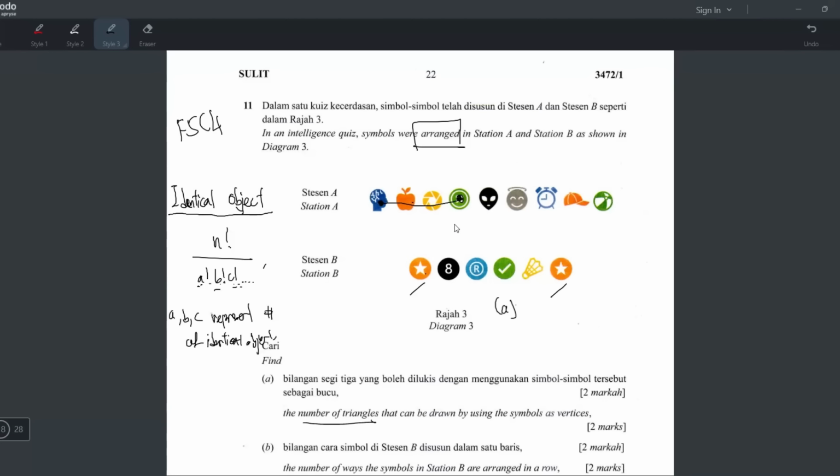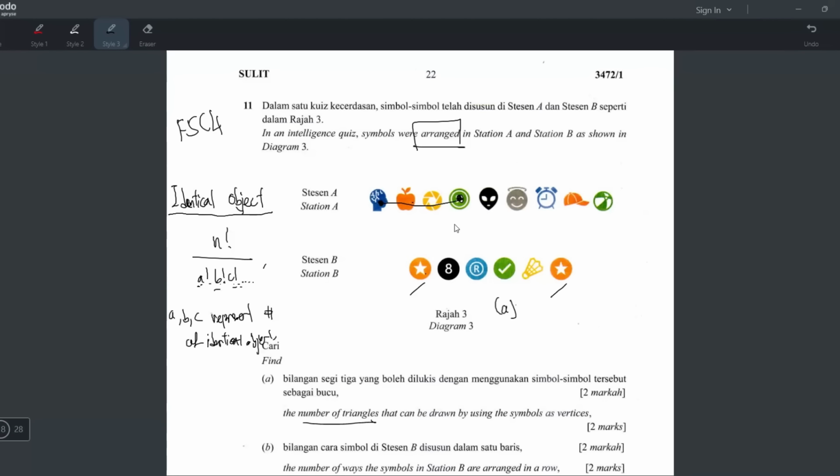Sir, what if I join 3 bucu dari A? Mana boleh? Kalau you join 3 bucu dari A, you tak dapat triangle. You just get a straight line, because all these symbols are arranged in a row. They are collinear, they are straight line. If you just join the otak and the alien and the topi, you dapat ke triangle? No, tak dapat triangle. So the only possibilities is either you choose 2 here, 1 here, ataupun 1 here, 2 here. Itu saja.